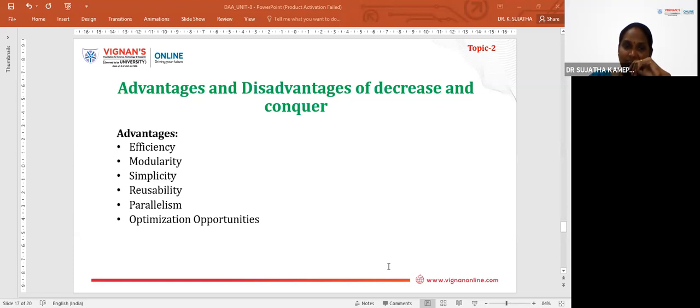Coming to parallelism, many decrease and conquer algorithms are amenable to parallelization and allow for efficient use of parallel processing architectures, which increases the speedup in the process. Coming to optimization, solving subproblems independently provides opportunities for optimizing the solution for each subproblem and potentially leads to an optimized overall solution. So these are all the advantages of decrease and conquer method.